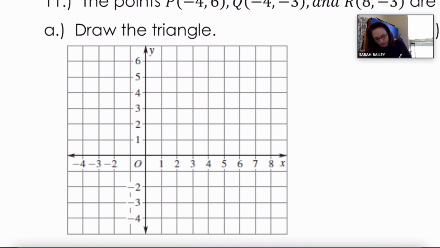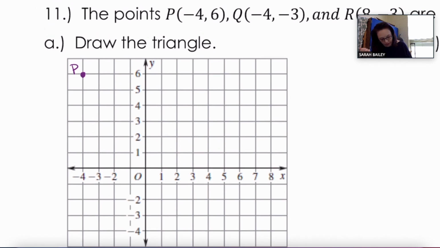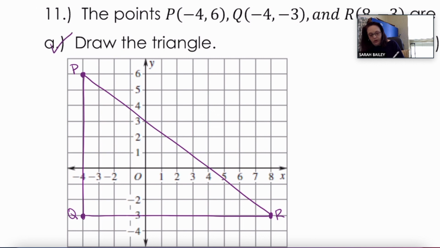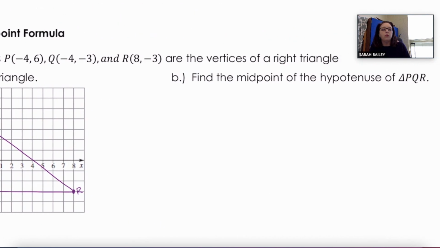All right, so P is at negative 4, 6. Let's see. So P would be there, and you do need to label the points. Q, it says at negative 4, negative 3. And R is at 8, negative 3. Okay, so we're going to draw in that triangle and then the hypotenuse. Okay, so we've done that. We did part A. And then B, find the midpoint of the hypotenuse.